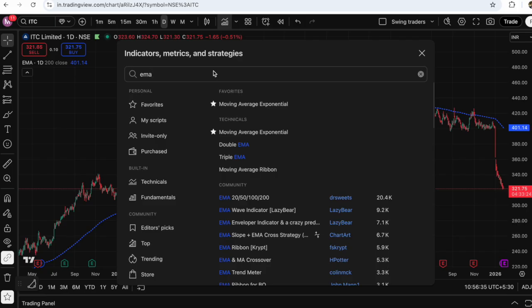So this will help you identify whether your stock is under the golden crossover or in the death crossover. So let's select EMA and try to select one more. You need two EMAs now. One is 200, another one is 50.